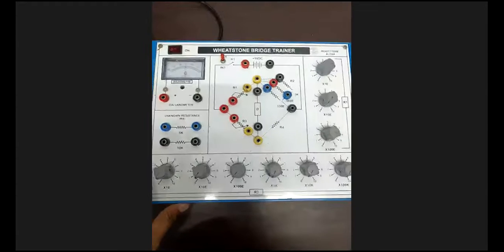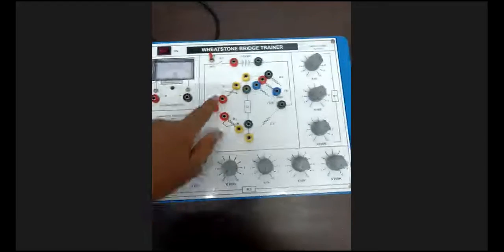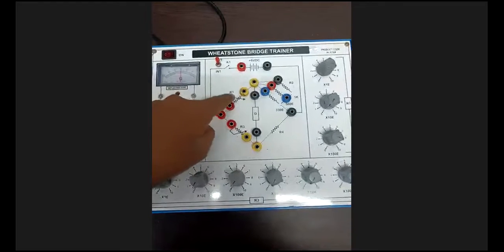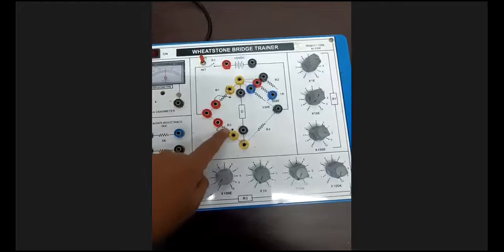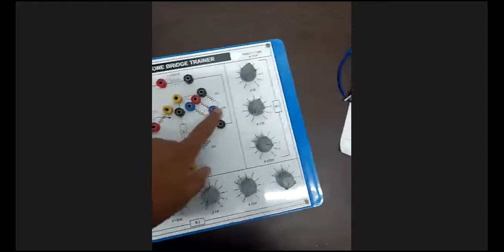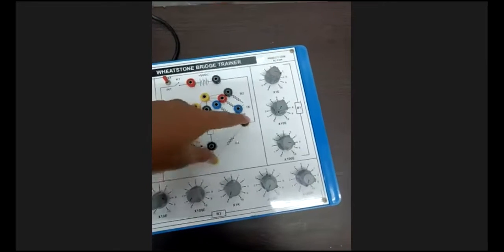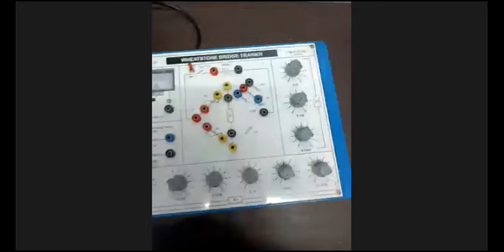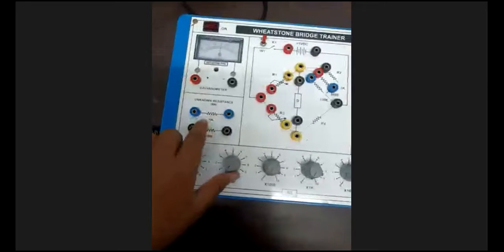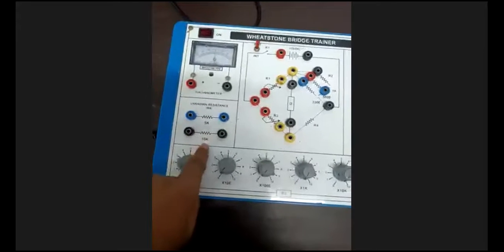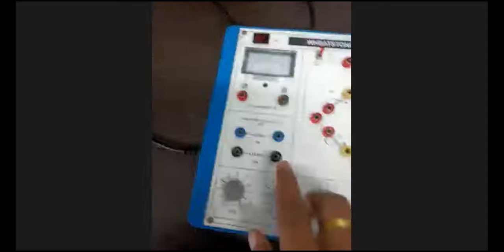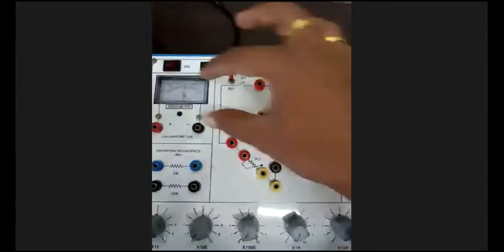Okay, so this is the kit we are going to discuss now. See here, the variable resistance R1 is there. Here R3 is variable and R2 is the fixed value we are going to use. R4 we are going to connect here, that is the unknown value. Two unknown values they have given, one is 5K, another is 10K. Out of these two, any one we can use. In between, the galvanometer is there. This connection we have to do here.